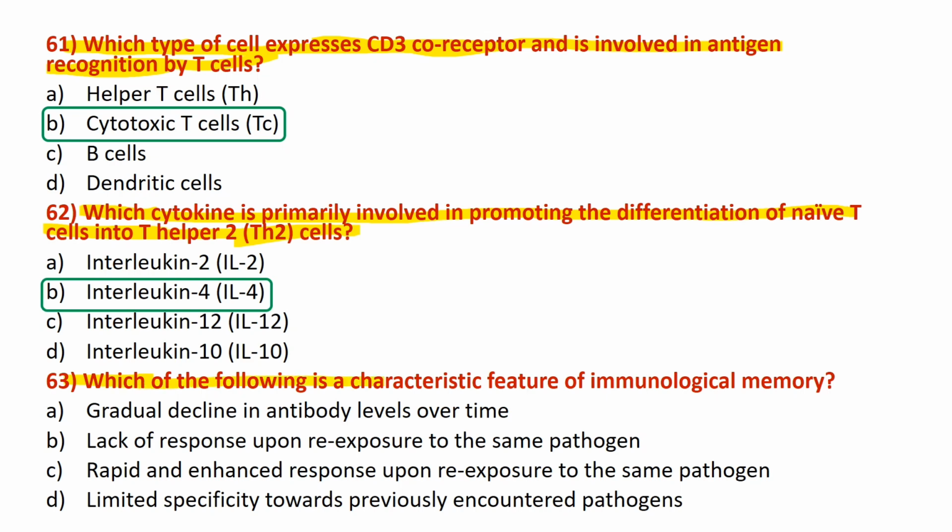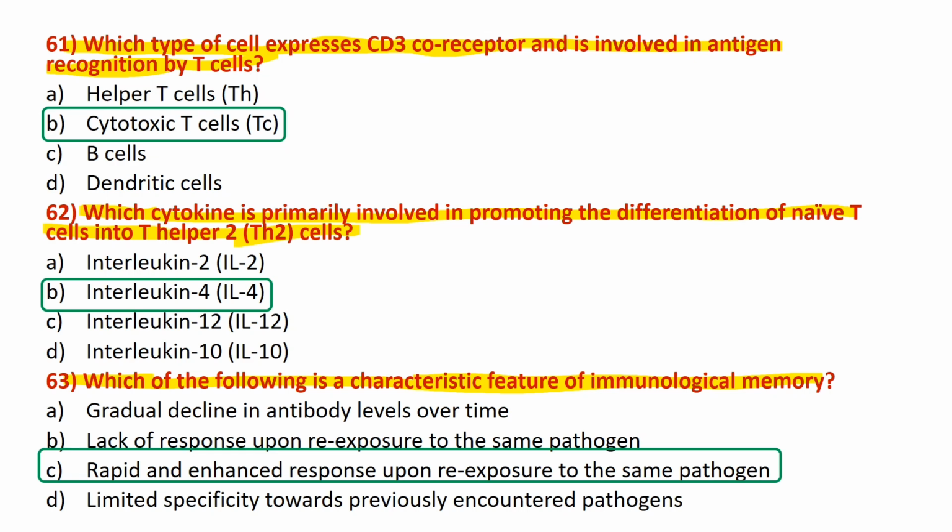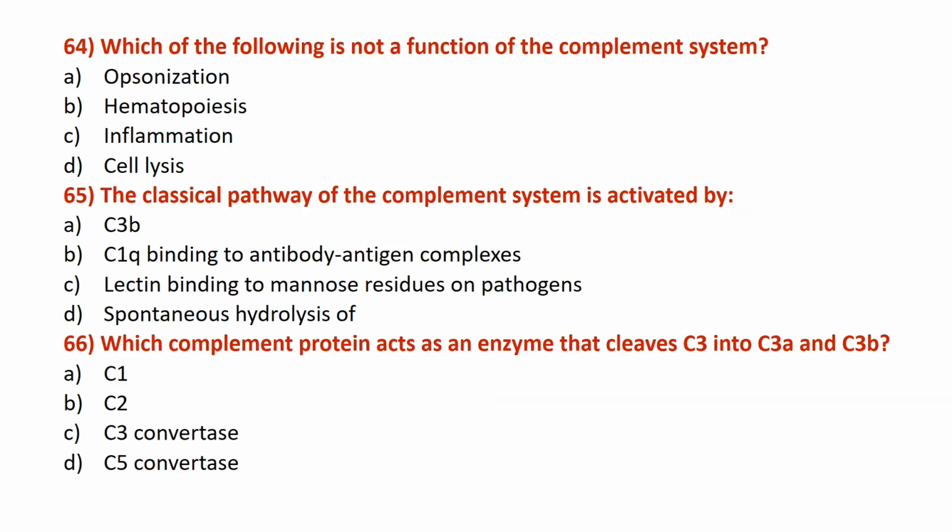Next one is, which of the following is a characteristic feature of immunological memory? And the right answer is option C, rapid and enhanced response upon re-exposure to the same pathogen. Which of the following is not the function of the complement system? And the right answer is hematopoiesis is not the function of the complement system.